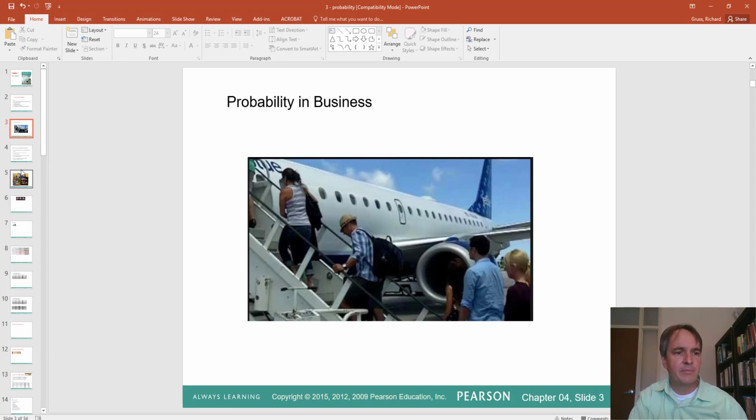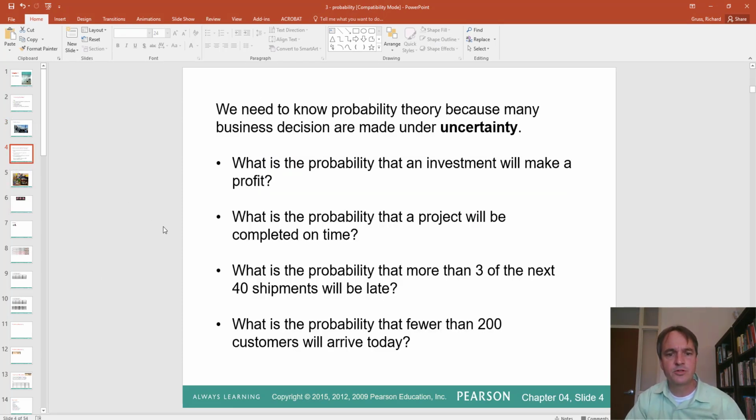Okay, so then in talking about probability, I want to first of all just show some other cases where probability might come up. So you might have to make some decision under uncertainty. And anytime there's uncertainty and you can place a probability, you can make better decisions. So for example, what is the probability that an investment will make a profit? And so that probability is the definition of risk, right? So that's obviously a decision that has to be made quite a bit.